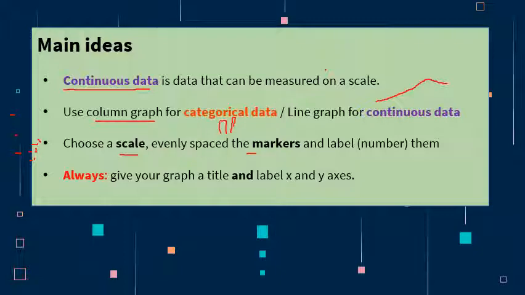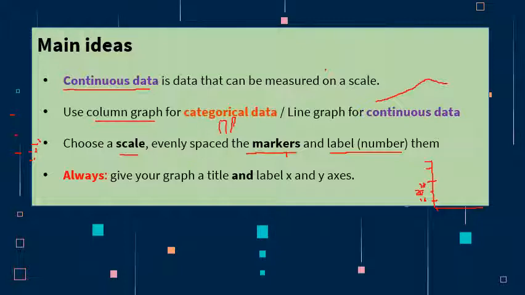Make sure the markers are evenly spaced. This isn't so much of a problem when you're working online using Google Sheets or Excel, but if you're drawing it by hand, this is really important. And make sure you label each of the markers. So the markers, again, are the intervals on our axes. Make sure that they are labeled. So let's say it's 10, 20, 30, and so on. They need to be labeled. They can't just be there independently of themselves.